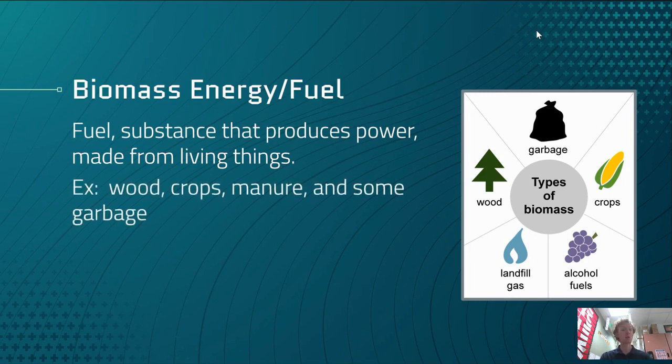Now, some examples here would be wood, crops, manure, and some other sorts of garbage, actually. So this is going to be a type of energy source such as burning wood can help to create energy. We can actually take sugars from crops such as corn and turn them into ethanol, which can be converted into fuel for cars. You might have heard of some types of cars being able to run off of biomass, such as using corn in order to produce energy for cars, which is a really cool concept. Being able to use biomass or living matter in order to produce energy that we can then use.